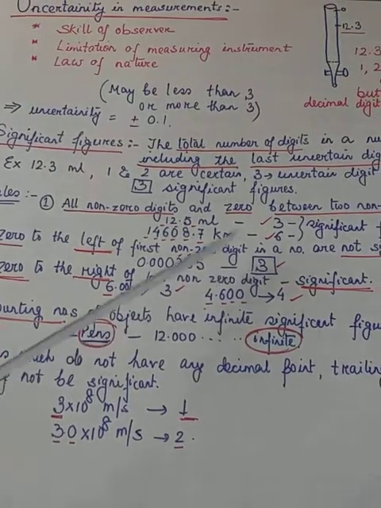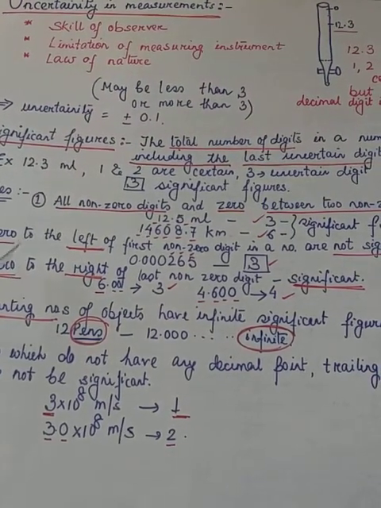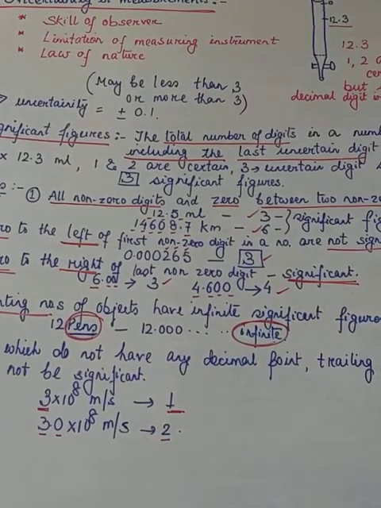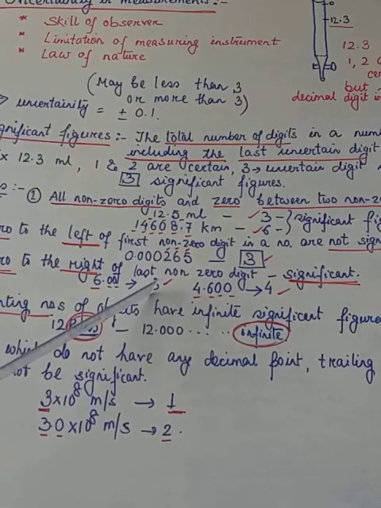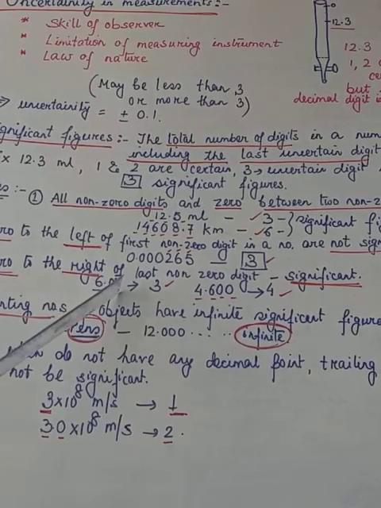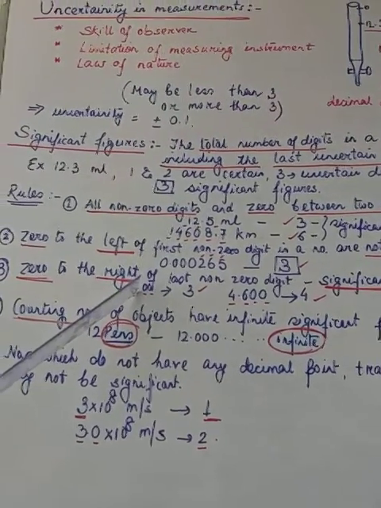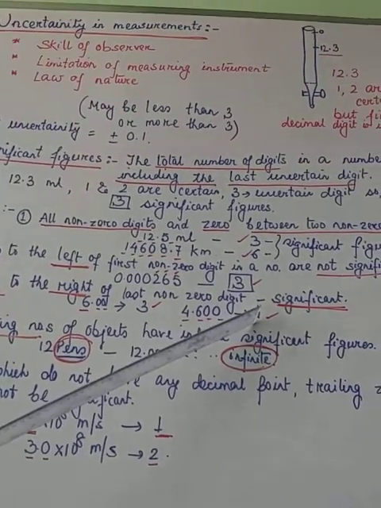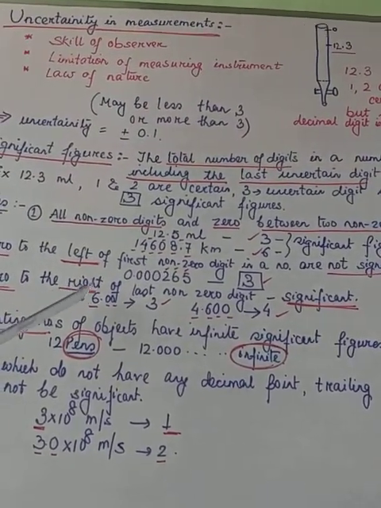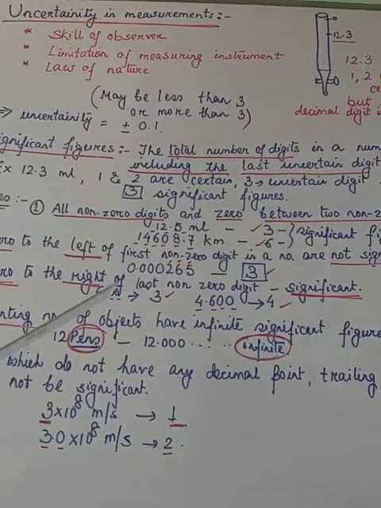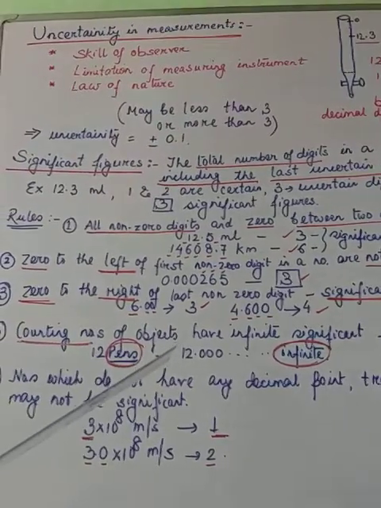Coming to the next, 0 to the right of the last non-zero digit is significant. That is, 6.00 has 3 significant figures. We are including the 2 zeros after the decimal place. 4.600 has 4 significant digits. Though 6.00 is equal to 6, 4.600 is equal to 4.6.